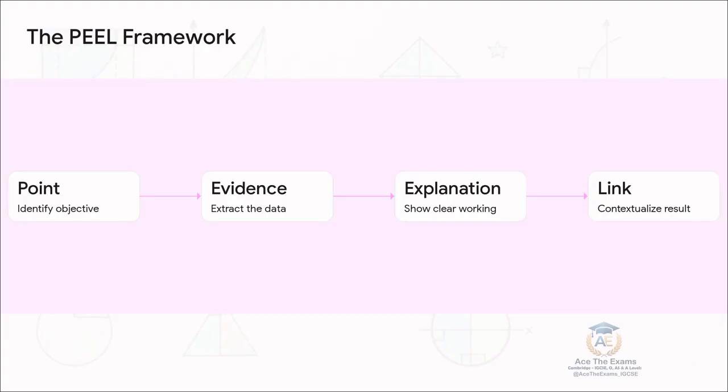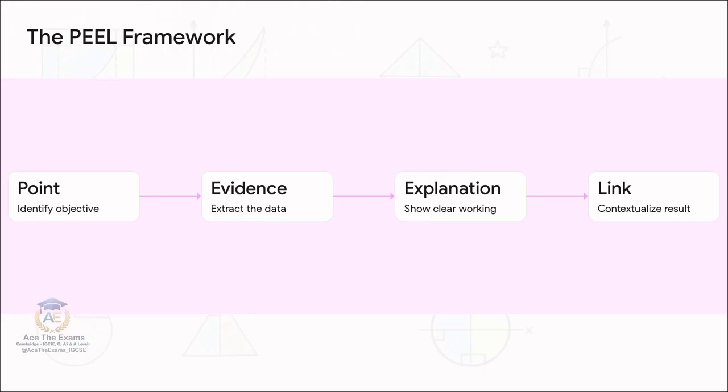So how do we actually guarantee we get these method marks? Well, we take a classic analytical framework, PEEL, and adapt it specifically for mathematics. Top-tier students use this flow to rhythmically structure their answers. Step 1 is the point. Just identify your objective. Simply state something like, area equals the integral of the upper curve minus the lower line.